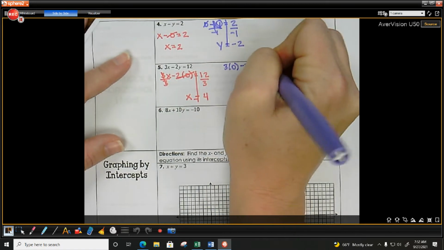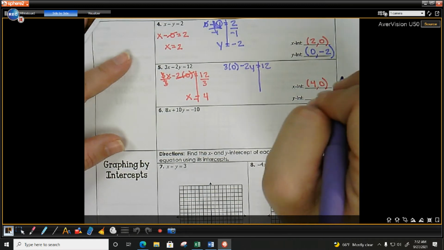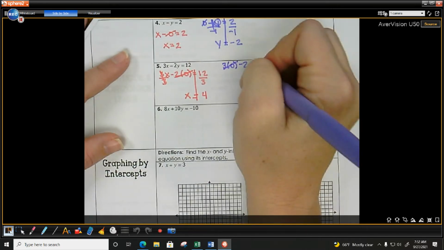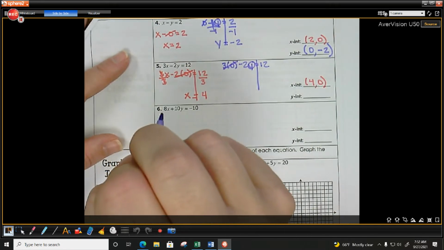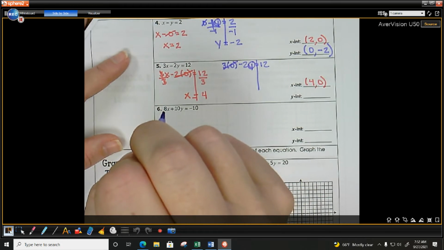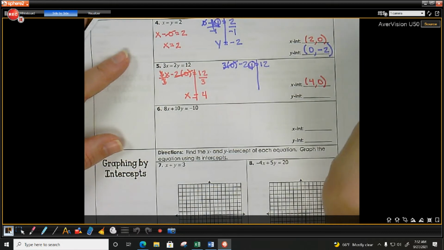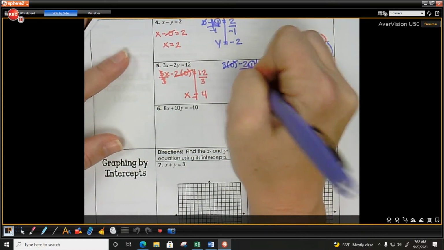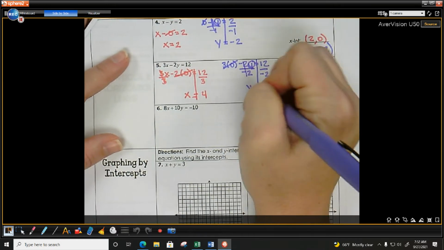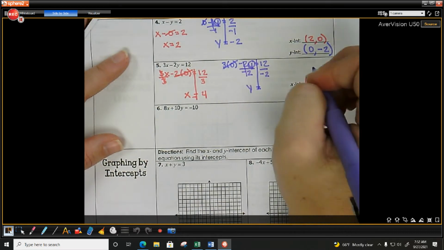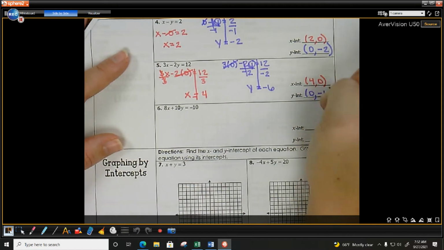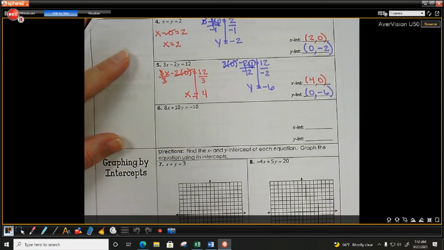Very good. What happens to my 3 times 0, Yusra? And then what am I going to do to get y by itself? What's the y's coefficient? -2. So I'm dividing both sides by -2. So I get y equals -6. So Regina, what's my y-intercept? 0, -6. Very good.